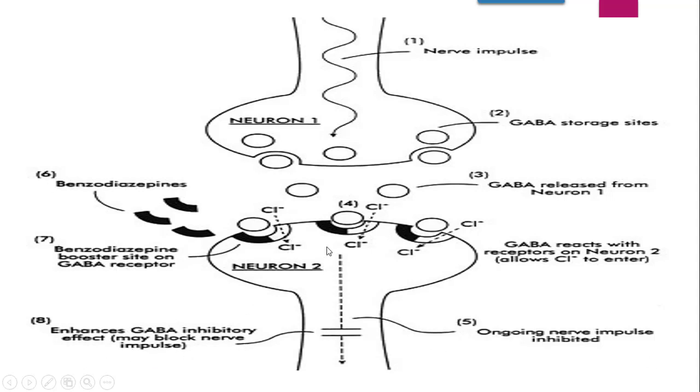This dashed line is the conduction of the nerve impulse. So here what will happen, once the GABA fits into the receptor, the chloride ion channel will open, chloride influx will take place, and probably due to the inhibitory nature the nerve impulse may get blocked here. So see here they have shown the blocking of the nerve impulse.